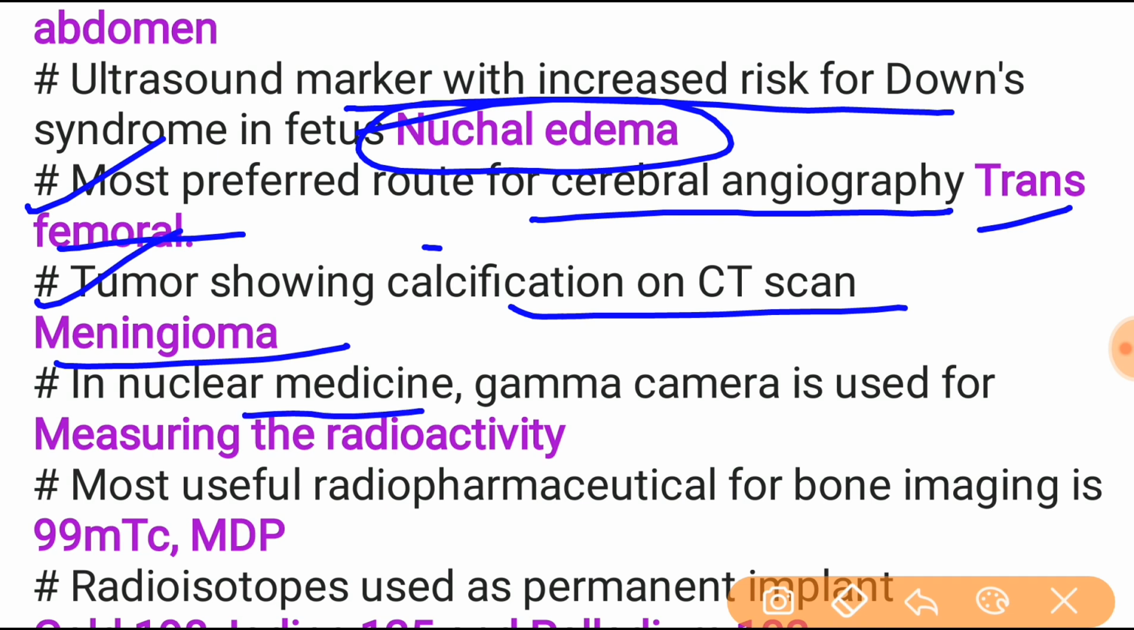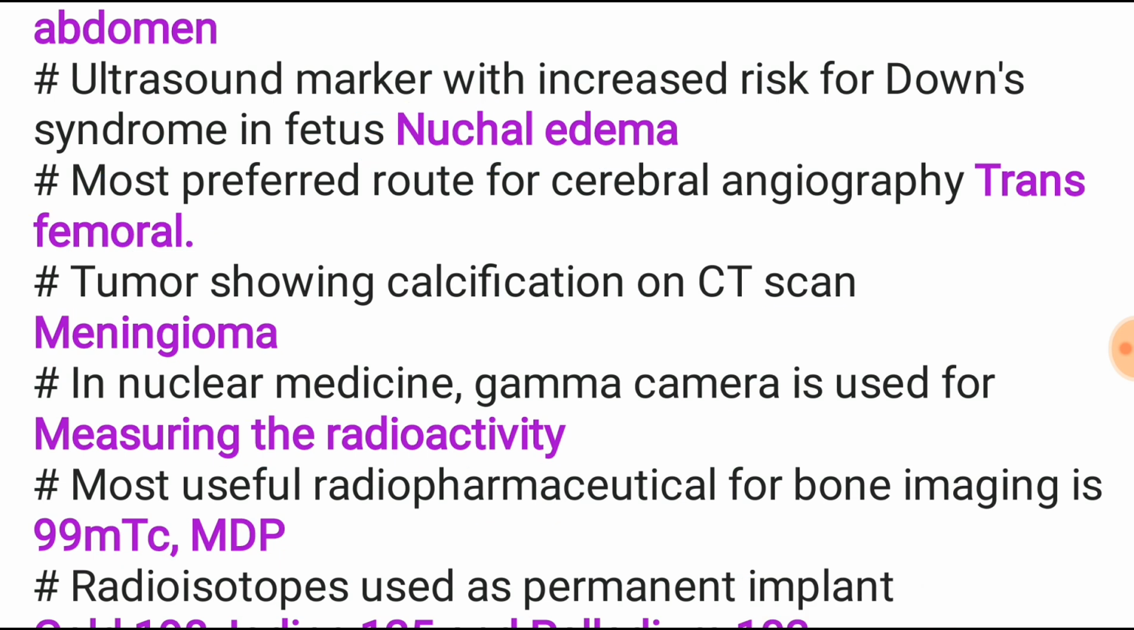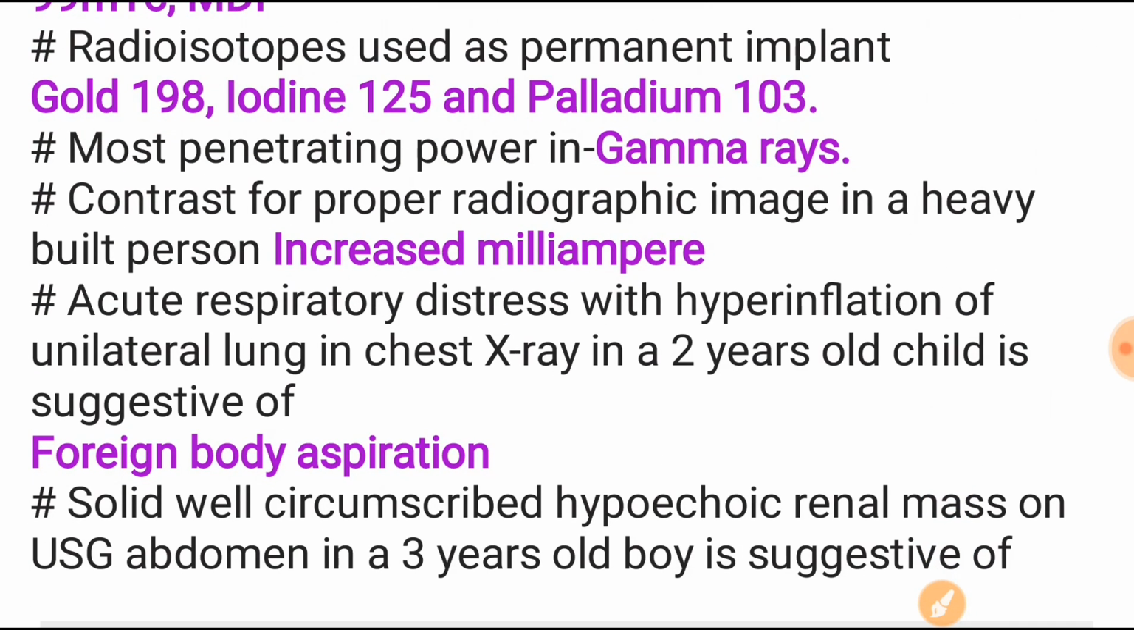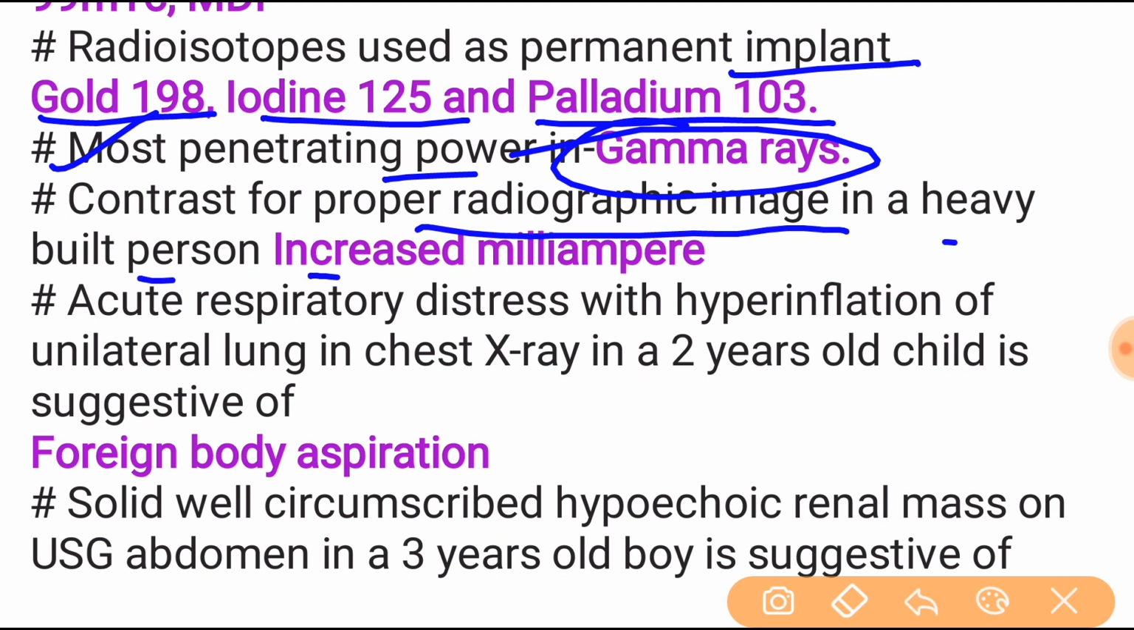Nuclear medicine: the gamma camera is used in measuring radioactivity. Most useful radiopharmaceutical for bone imaging is 99m technetium MDP. Radioisotopes used as permanent implants are gold 198, iodine 125, and palladium 103. The most penetrating power is in gamma rays. The way to get proper radiographic contrast in a heavily built person is increased milliampere.